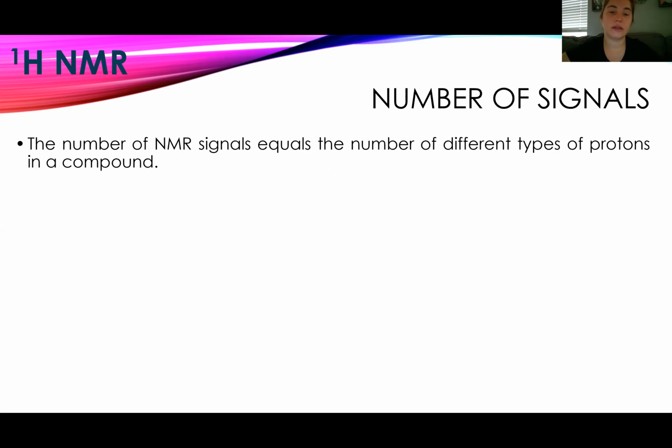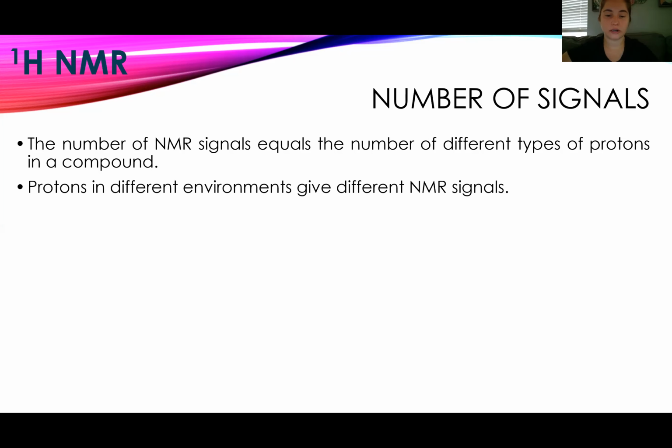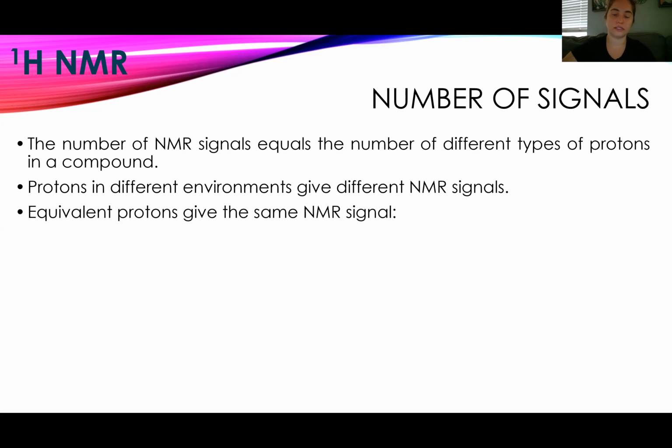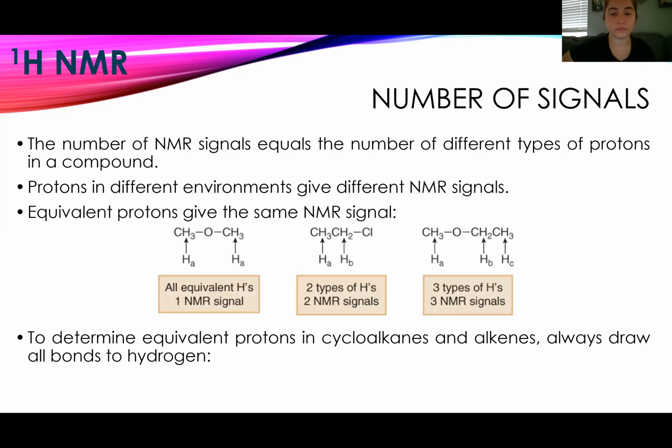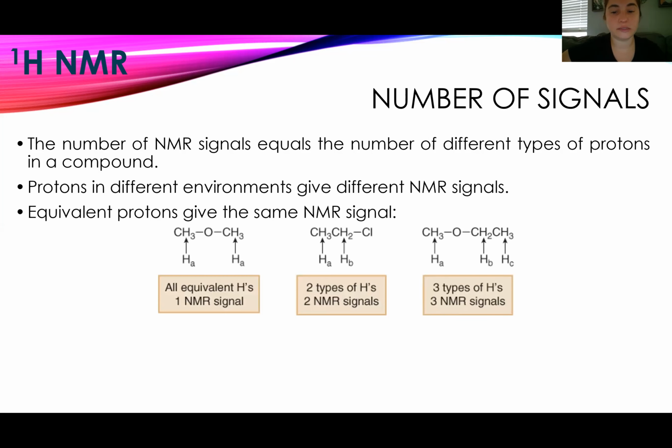So first up, the number of NMR signals equals the number of different types of protons in a compound. Protons that are in different environments give different NMR signals, and equivalent protons will give the same NMR signal. So for example, in these molecules that we're looking at, the first one is dimethyl ether. There's a plane of symmetry through the molecule. So you have two carbon atoms, but they are the same because there's a plane of symmetry through the molecule.